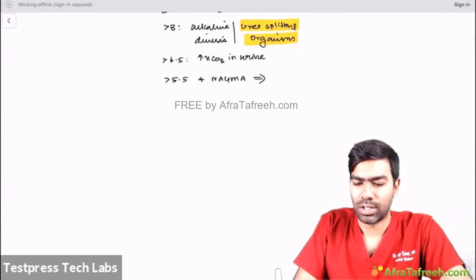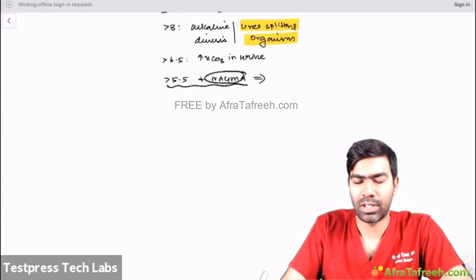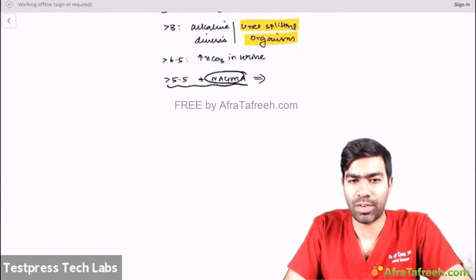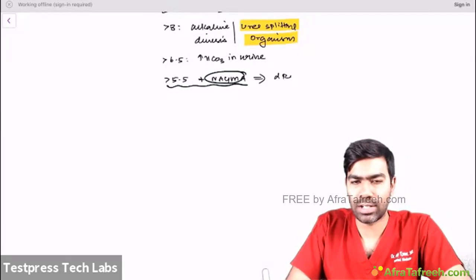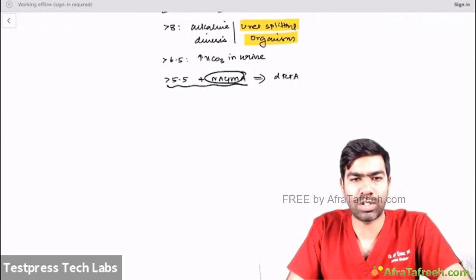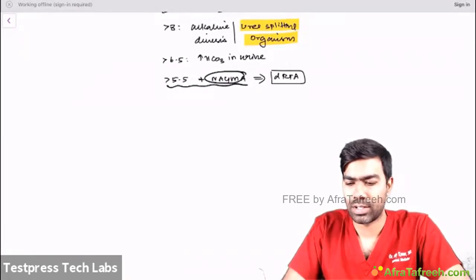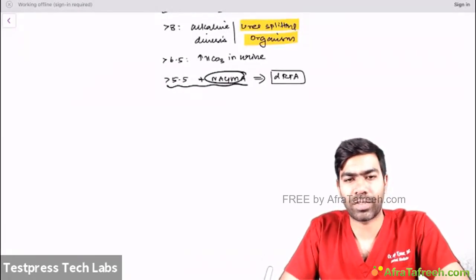Then, if it's more than 5.5 in a patient who is having a normal anion gap metabolic acidosis, now this will be the usual question in exam. Suppose the patient is already having a NAGMA, and the urinary pH is more than 5.5. In this setting, you think about a distal RTA. That's usually the only one possible diagnosis that I can make. DRTA, that's a distal RTA. That's the most important thing in exam.